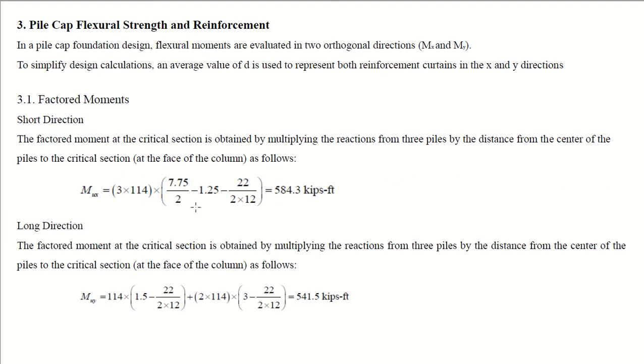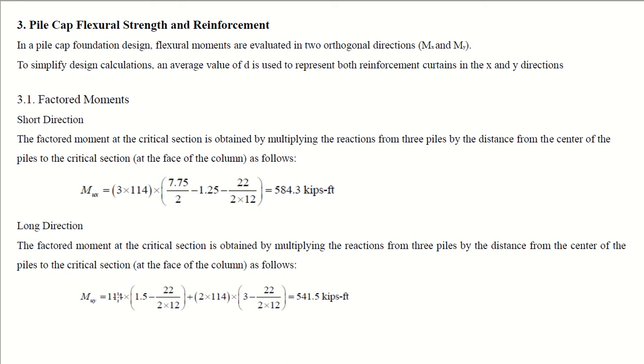So solving this equation, you get 584.3 kip-feet in the shorter direction. Now coming to the longer direction, the factored moment at the critical section is obtained by multiplying the reactions from three piles by the distance from center of the piles to the critical section. Again the same thing, but in this case the values will be different, as you know.